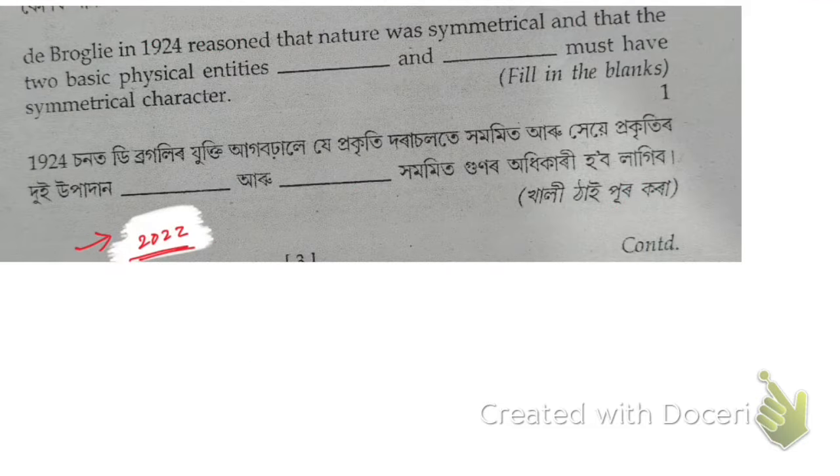Now you see, this question was asked in 2022 AHS final under Assam Higher Secondary Education Council. So here we need to fill in the blanks. According to de-Broglie's natural law of symmetry, particles and radiation must have symmetrical character. Okay, so this is radiation, R A D I A T I O N.